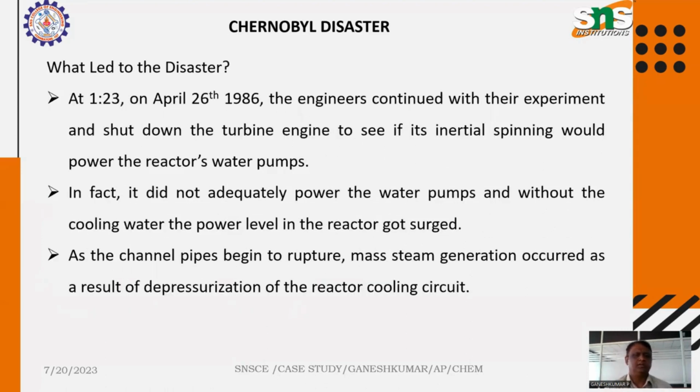At 1:23 on April 26, 1986, the engineers continued with their experiment and shut down the turbine engine to see if its inertial spinning would power the reactor water pumps. In fact, it did not adequately power the water pumps. And without the cooling water, the power level in the reactor surged. As the channel pipes began to rupture, more steam was generated as a result of depressurization of the reactor cooling circuit.